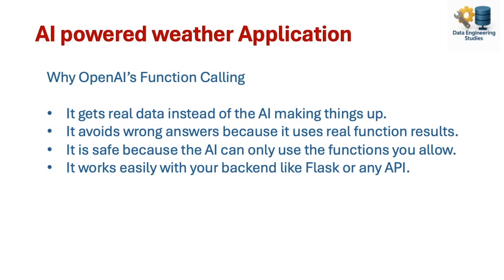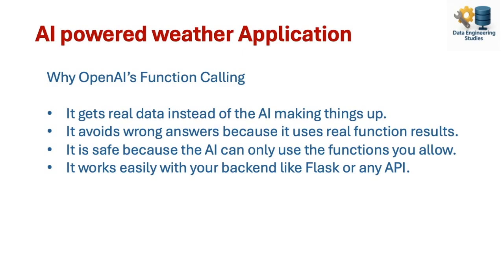Next, because of function calling, AI avoids wrong answers because it uses real function results. Next, function calling is safe because AI can only use the functions you allow. This is about security and control. AI doesn't have unlimited access to your system. You explicitly define what functions it can call. The next key feature is that it works easily with backends like Flask or any other API.